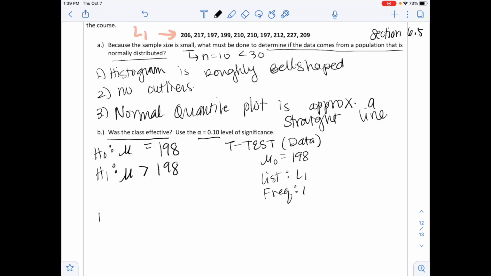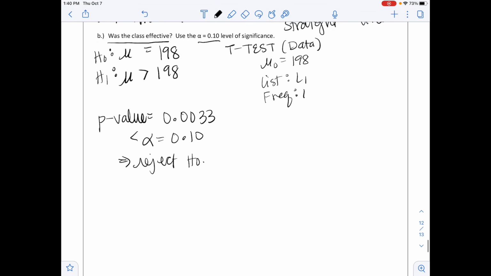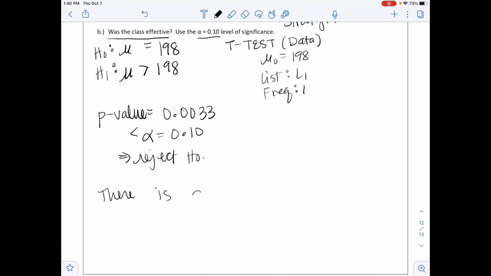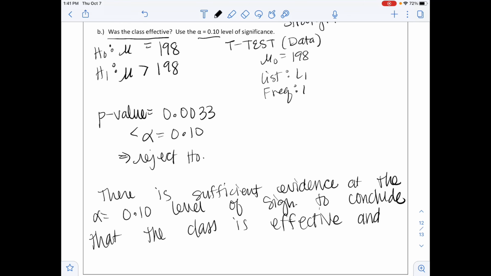Then from the calculator, we get a p-value equal to 0.0033. And this is less than alpha, which is 0.10. And so this means we are going to reject H naught. And so in conclusion, we would say there is sufficient evidence at the alpha equals 0.10 level of significance to conclude that the class is effective and that the reading speeds increase.